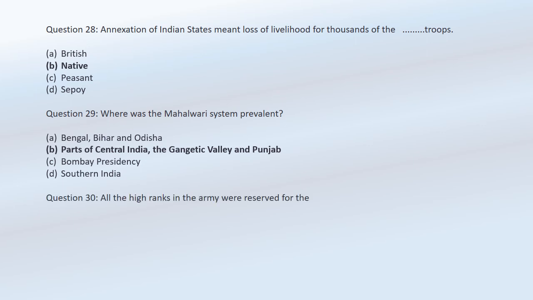Question 30. All the high ranks in the army were reserved for A. Sepoys, B. Natives, C. Indian rulers, D. British. D is the right answer. All the high ranks in the army were reserved for the British.